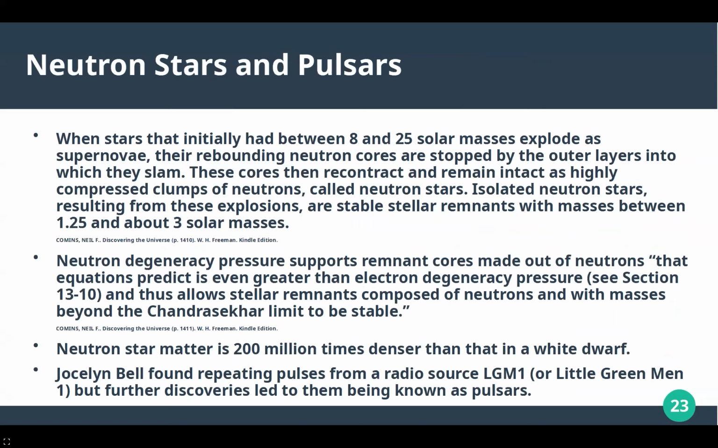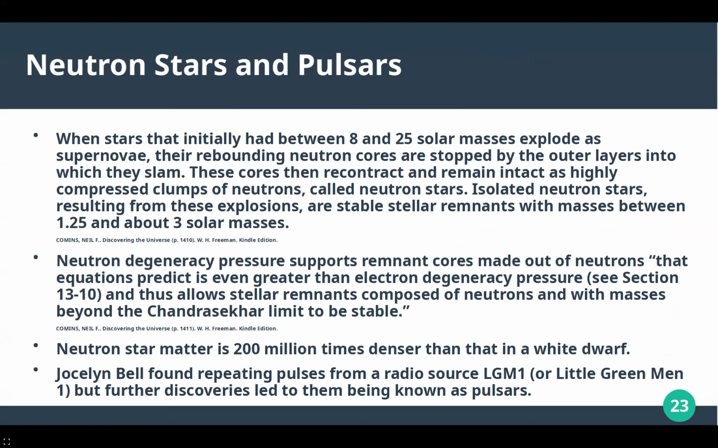Isolated neutron stars resulting from these explosions are stable stellar remnants with masses between 1.25 and about 3 solar masses. Neutron degeneracy pressure supports remnant cores made out of neutrons, and equations predict it is even greater than electron degeneracy pressure, thus allowing stellar remnants composed of neutrons with masses beyond the Chandrasekhar limit to be stable. Neutron star matter is 200 million times denser than that in a white dwarf.